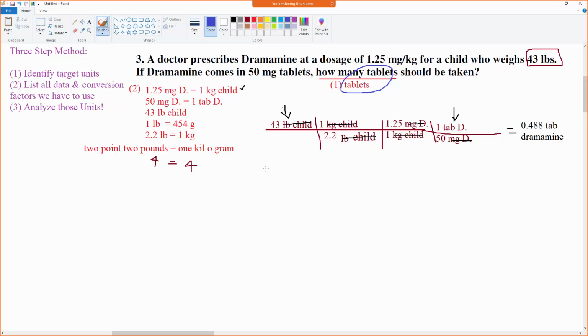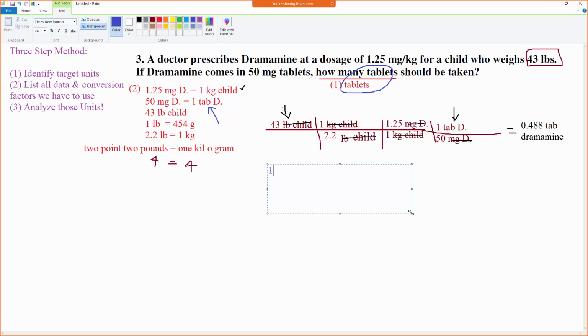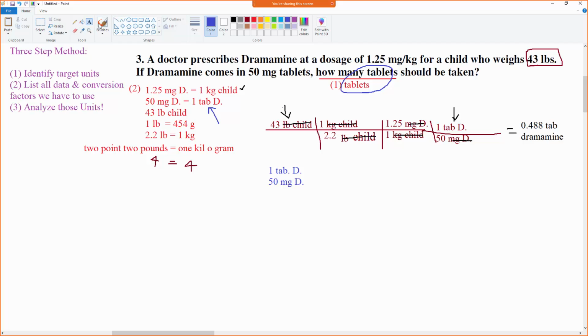I'm just going to put that at the very beginning. I'm looking through here. I see, oh, there's tablets. I'm going to put that front and center so that I know it's always on top. That way you can kind of avoid having to flip it, on tablet Dramamine. That, of course, carries with it 50 milligrams of Dramamine. And then you just spend the rest of the time navigating away from those extra units that came along, right?